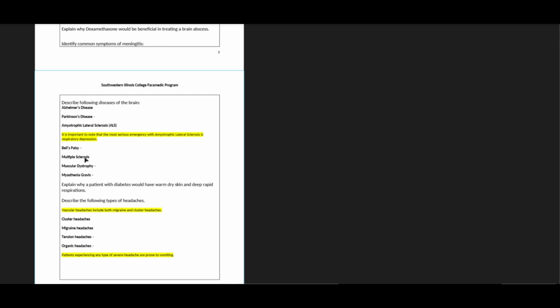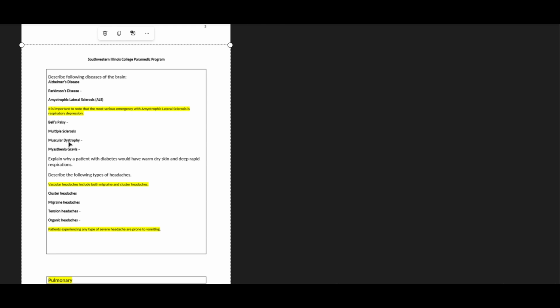Okay, so multiple sclerosis. This is the destruction of the myelin sheath. It's like a fatty sheath that wraps the nerves, and when it's destroyed, it affects the ability of those nerves to pass impulses down the axons. Which, I mean, as you can imagine, that's less than ideal.